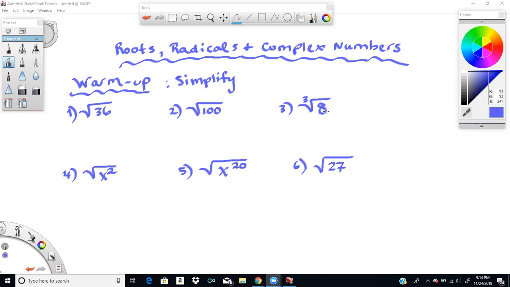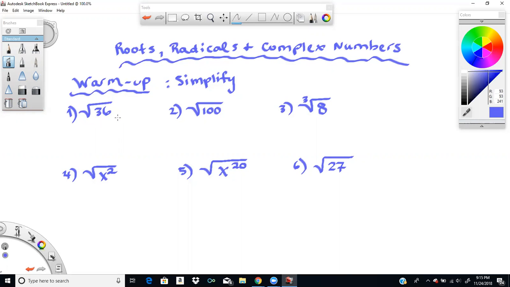So let's start with the warm-up. With this warm-up, you're asked to simplify each radical. If it doesn't have a number for the index, that's a 2. So we're dealing with the square root of 36, and we're looking for a number squared that gives us 36.